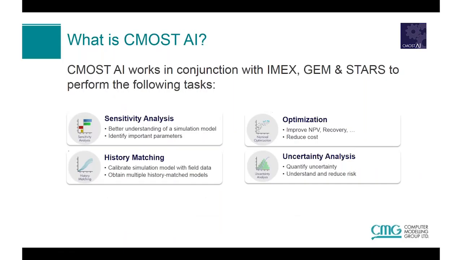So I mentioned CMOST AI before. So what is CMOST AI? CMOST AI is CMG software with built-in machine learning that works in conjunction with IMEX, GEM, or STARS to help you understand your model through sensitivity analysis, or you can also improve the quality of your studies through history matching, optimization, and uncertainty analysis.